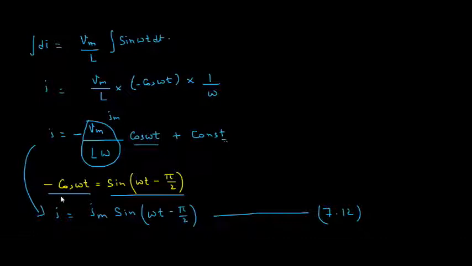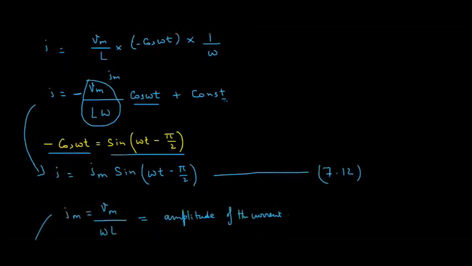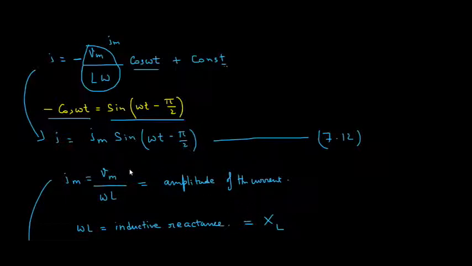So now minus cos omega t can be written as sine omega t minus pi by 2. Then we have written minus cos omega t as sine omega t minus pi by 2, and so the equation became I is equal to Im sine omega t minus pi by 2. This is equation number 7.12, where Im is equal to Vm by L omega. We have considered this whole value as Im.